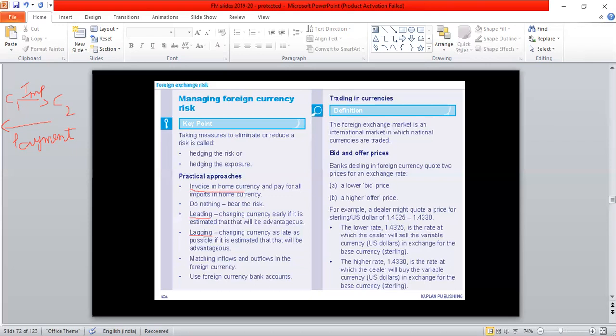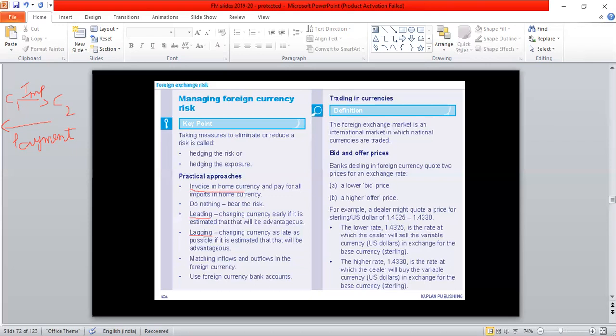So how is foreign currency risk managed? The choices which are given are: invoice in, agreeing to make the payment in the domestic currency; do nothing about it; leading, making the settlement as early as possible so that it will be beneficial for them; or delaying the payments so that it will be beneficial to them. Then matching the inflows and outflows, ensuring that as on the date when the settlement has to be made, there is some amount of inflow. Then use foreign currency bank accounts to make the settlement.